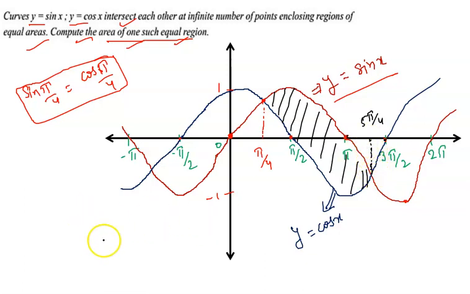So how can you find the area of this region? The area is equal to the integral with limits from pi/4 to 5pi/4. Okay, everything clear? And how can you denote this area?